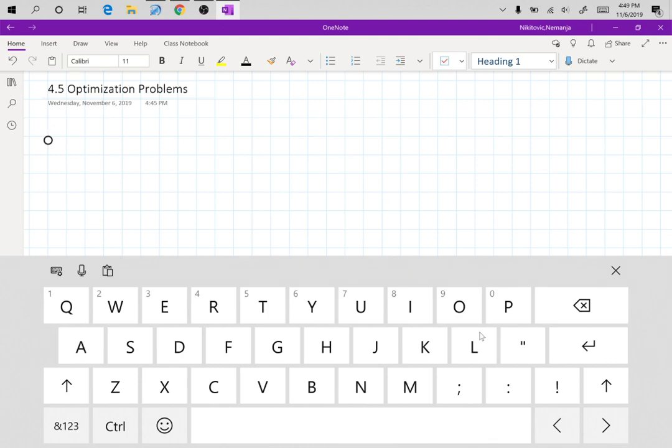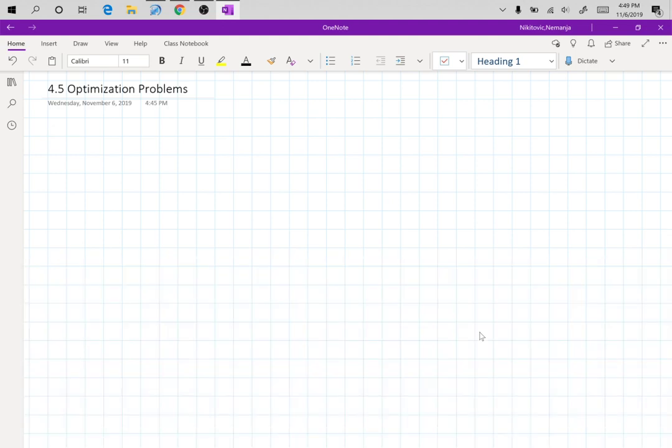Hello and welcome back to Calculus 1, section 4.5 on optimization. This is another section where you get to make money directly with Calc 1.